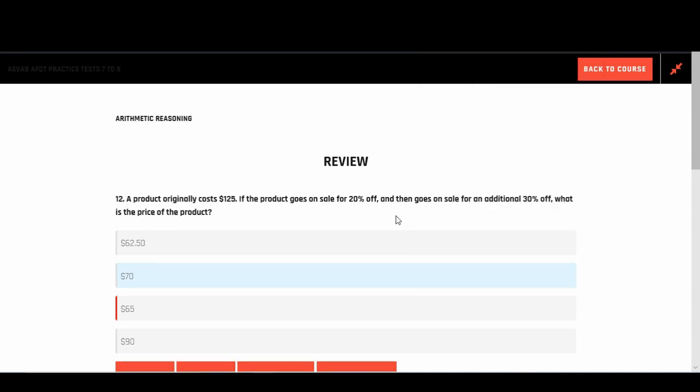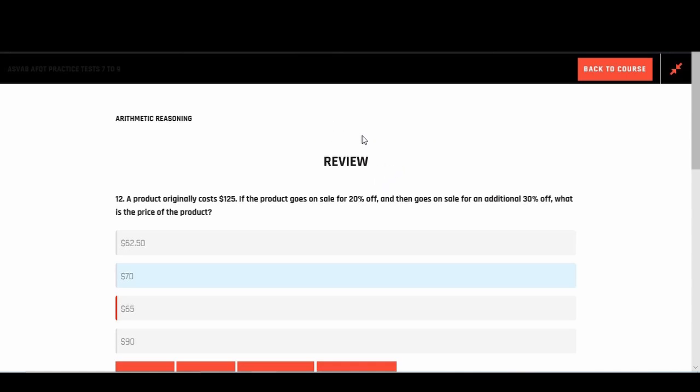Alright, number 12. A product originally cost $125. If the product goes on sale for 20% off, then goes on sale for an additional 30% off, what is the price of the product? So I'm going to talk you through doing this problem without working it out, and then we'll work it out.